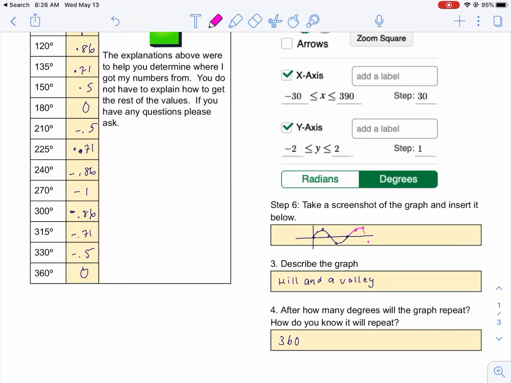Think of this almost like clock math. Just how the clock goes all the way around to noon and it goes back around. Same thing with a trig graph. How do we know it's going to repeat? Because it's based on a circle.